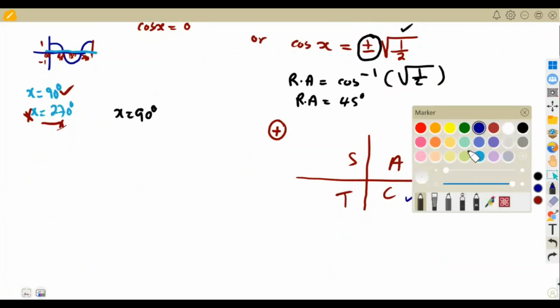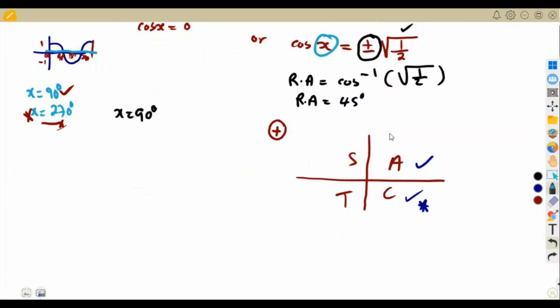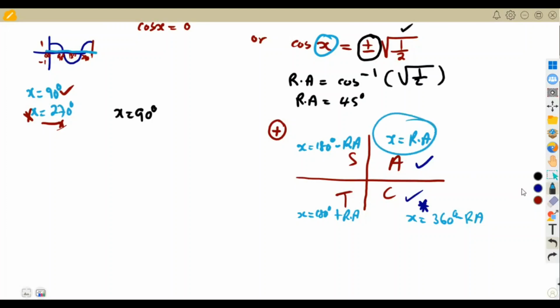And we know that in the first quadrant, the actual angle, which is x, is equal to the reference angle. In the second quadrant, x is equal to 180 minus the reference angle. In the third quadrant, it is going to be 180 degrees plus the reference angle. In the fourth quadrant, it is going to be 360 degrees minus the reference angle. As you can see, it's more than 180. So in the first quadrant, our x is going to be equal to the reference angle, so x is 45 degrees. So that's the actual angle now, which is x.